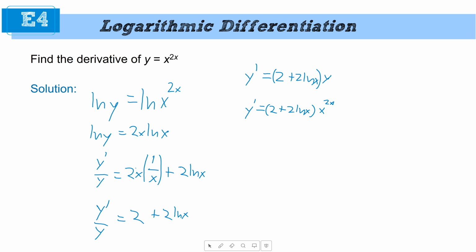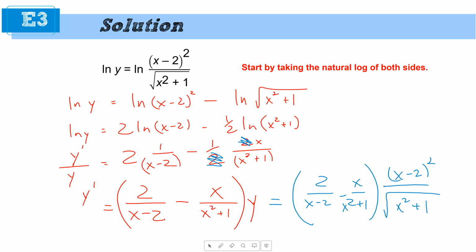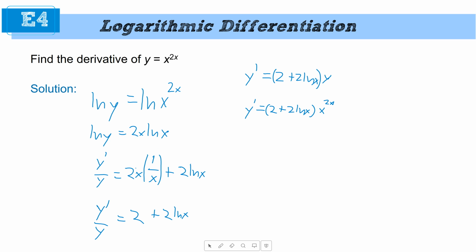You're done. Okay? Unlike this problem, where you could do it with the stuff that you already know, I don't know if you'd know how to do that one without logarithmic differentiation. A function raised to another function.